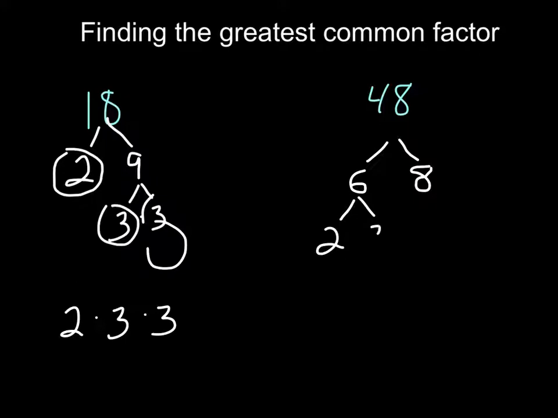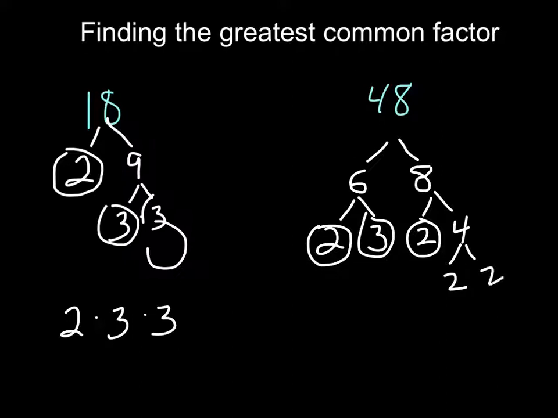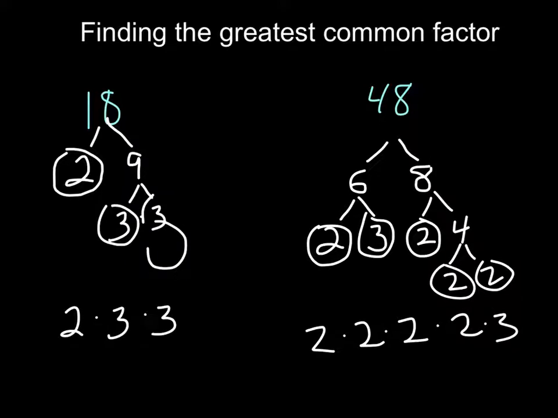6 becomes 2 times 3. Those are both prime. I circle them. 8 would be 2 times 4. 2 is prime, I'll circle it. And 4 is 2 times 2, so I circle both of those. So my prime factors for 48 are 2 times 2 times 2 times 2 times 3.